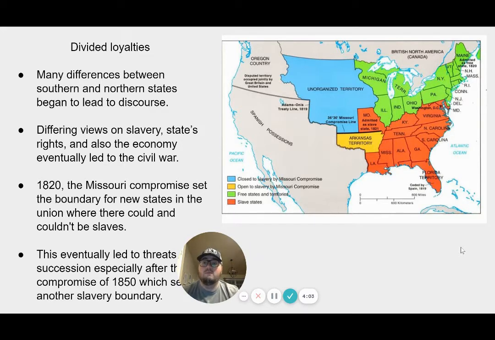Okay, so states' rights also. The South really didn't feel like they were represented well in Washington, and they felt like they didn't get a fair shake and didn't have enough power. So the Southern states eventually secede from the Union and form their own country, the Confederate States of America, which we'll get into in a little bit.